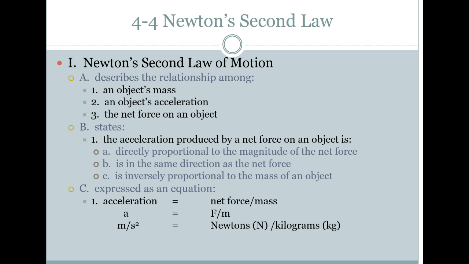In the briefest form, where a is acceleration, F is net force, and m is mass, a equals F over m. The acceleration is equal to the net force divided by the mass. From this relationship, we see that doubling the net force acting on an object doubles its acceleration. Suppose instead that the mass is doubled, then acceleration will be halved. If both the net force and the mass are doubled, the acceleration will be unchanged.